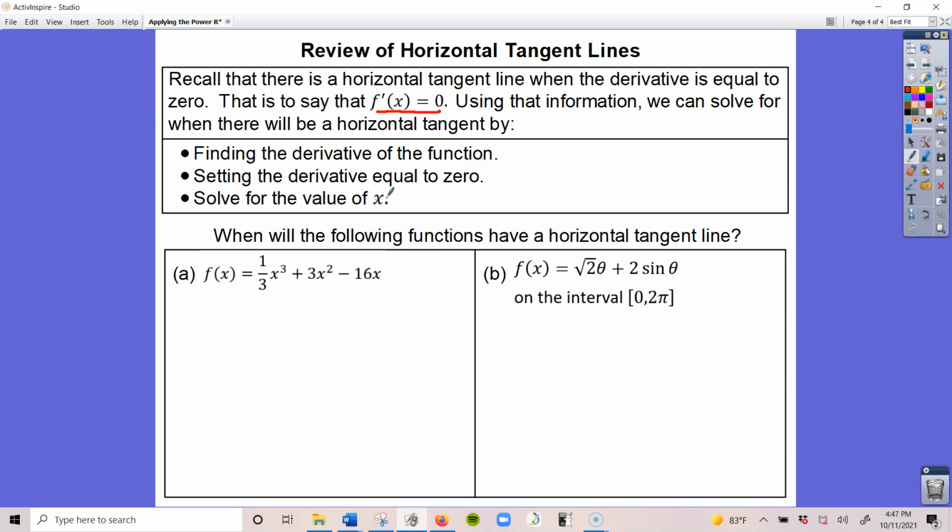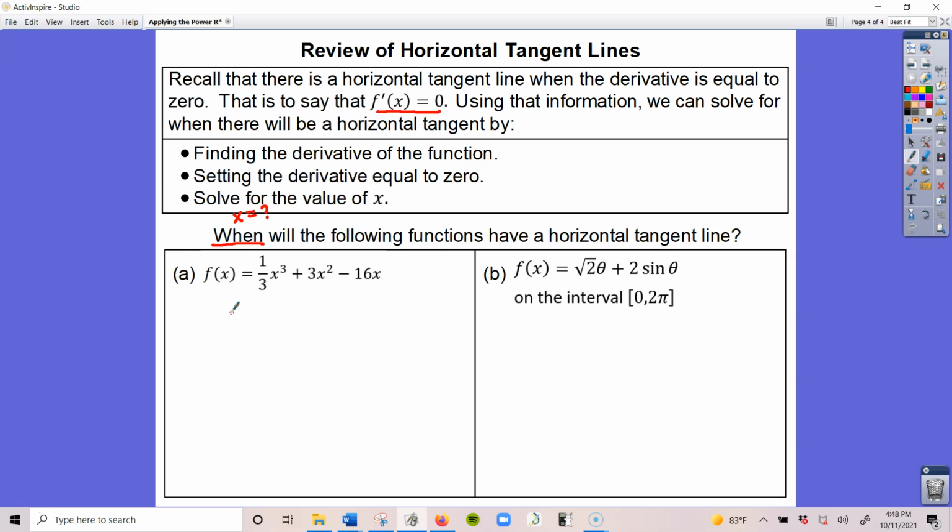So I have some steps here on how to find when a function will have a horizontal tangent. The first step is to find the derivative of the function. Then you're going to get that derivative and set it equal to 0, and then solve for x. So notice this line of questioning here. It says, when will the following functions have a horizontal tangent line? If you see this word when, that means that we're looking for the x value. X value gives you the location. So if you're saying, when is that going to happen? You're looking for the x.